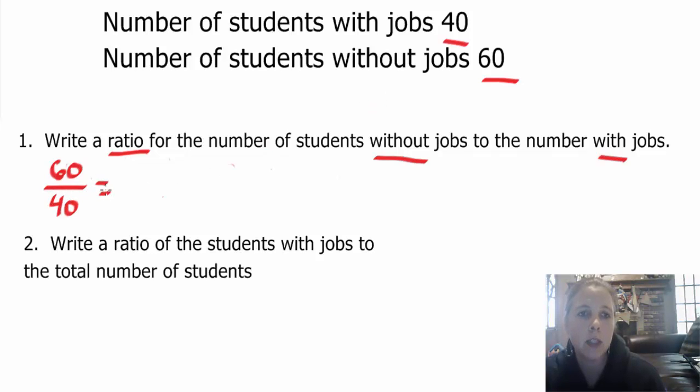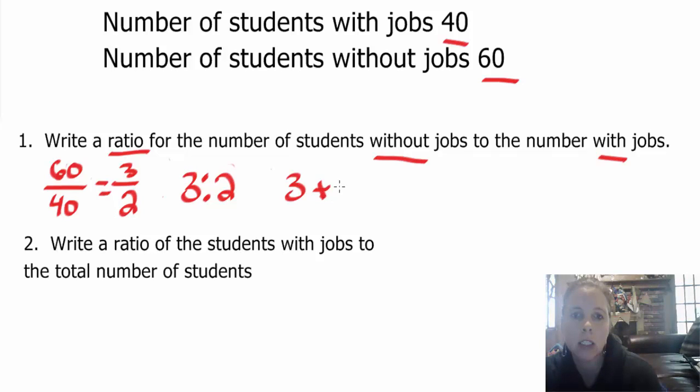Okay, and if we reduce that down, 20 goes into 60 3 times, it goes into 20 2 times. You leave it like this. You're comparing. We're not dealing with whether it's an improper fraction. We're comparing. You can also write it like this or 3 to 2. It's okay that that 3's first.